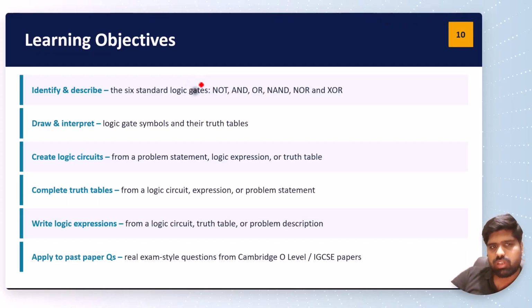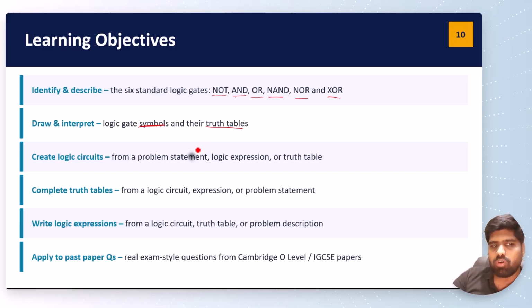First of all, the basic concept that you have to understand in order to solve the possible questions is that you have to know what the basic six logic gates are. There's the NOT gate, AND gate, OR gate, NAND, NOR, and exclusive OR. Then you have to draw their logic symbols and you have to draw their truth tables.